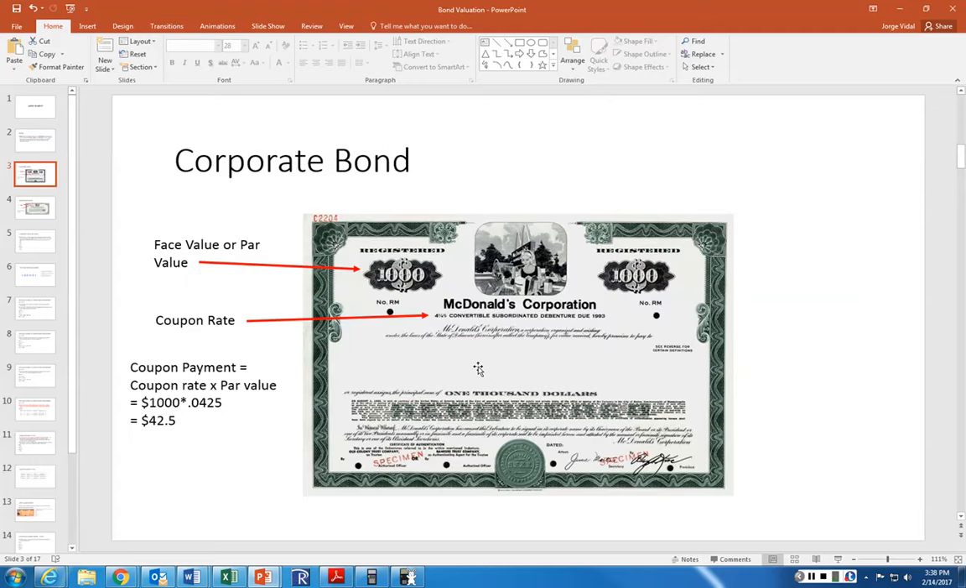This is a corporate bond. It's McDonald's. Face value, par value, 1,000. Coupon rate is 4.25. In the exam, I'll give you 4.25 or 6.25. I won't give you fractions. So you have to know how to do this. I will not give you the equation in the exam. The coupon payment is the coupon rate times the par value. So 1,000 times 0.0425 equals 42.5. We don't know what is the maturity, so this will happen until the bond expires.